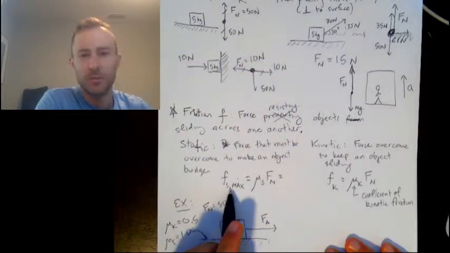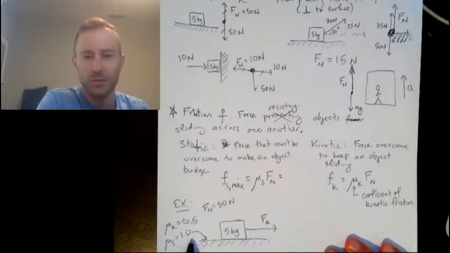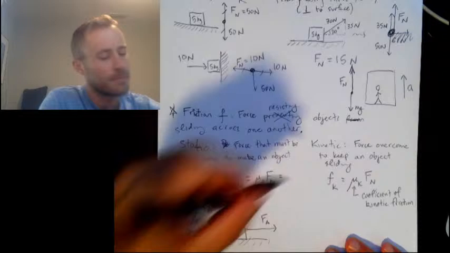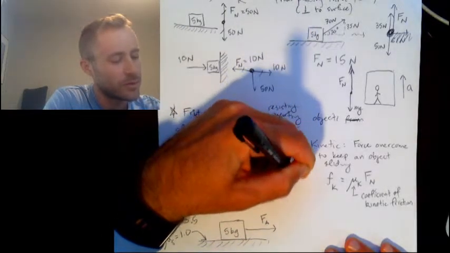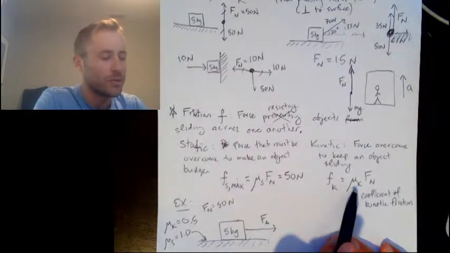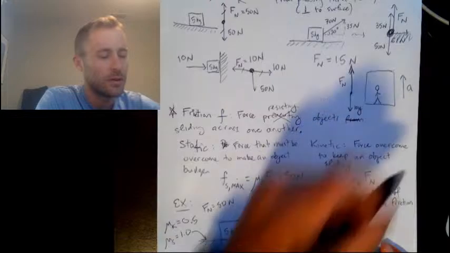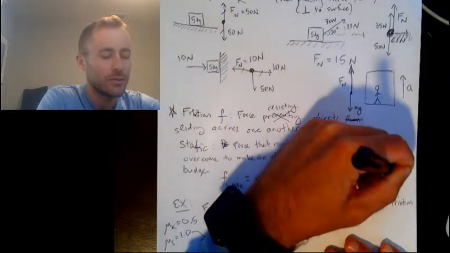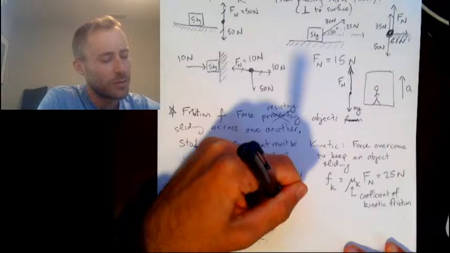What is the maximum static friction? The maximum static friction would be mu sub s, which is 1.0, times normal. Okay? So that would be 50 newtons. What's going to be kinetic friction? Kinetic friction is mu sub k times normal. So 0.5 times 50, 25 newtons. All right? So let's do two examples.